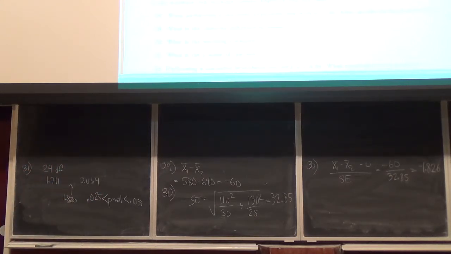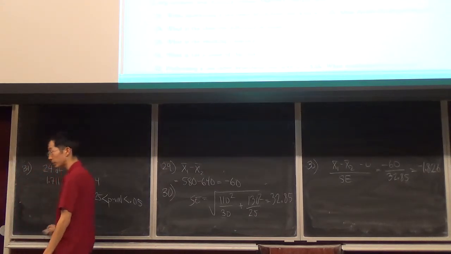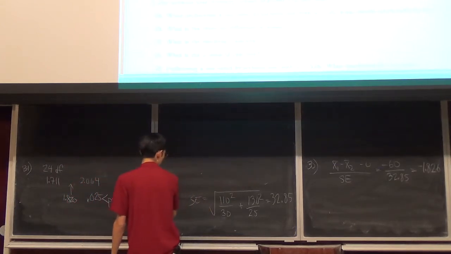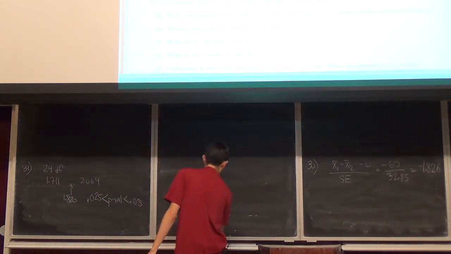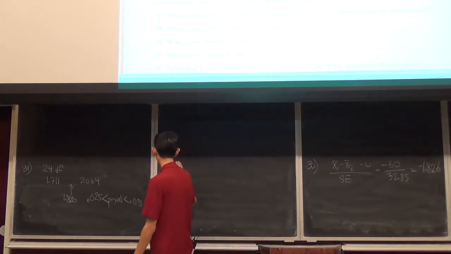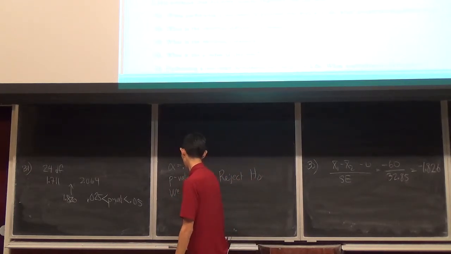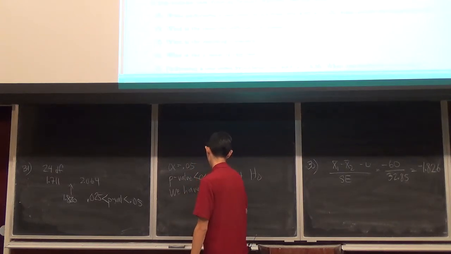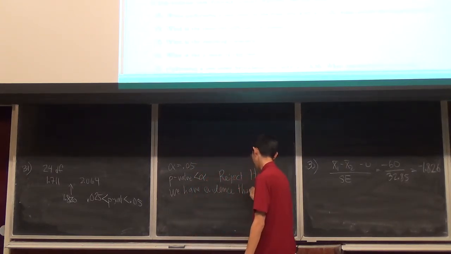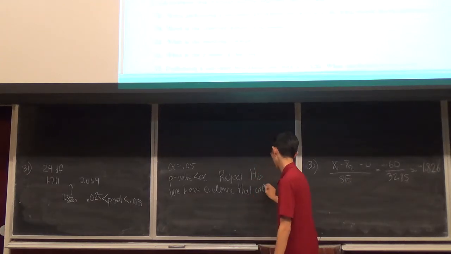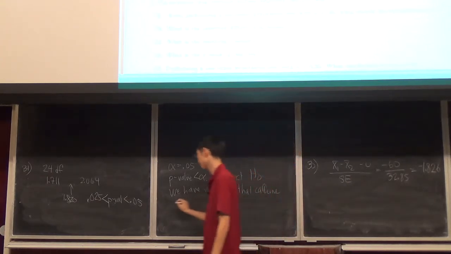If our alpha is 5%, do we reject or not reject the null hypothesis? If alpha is 0.05, our p-value is less than alpha. We reject. So we reject the null hypothesis. And we have evidence that caffeine reduces reaction time, or improves reaction times.